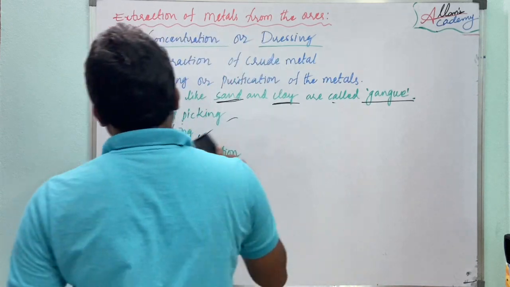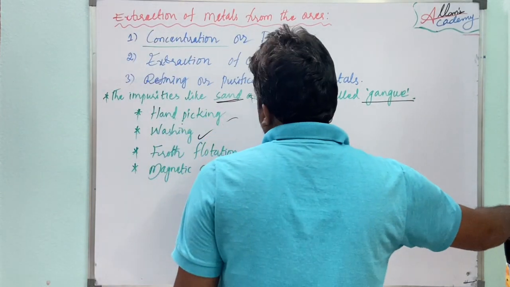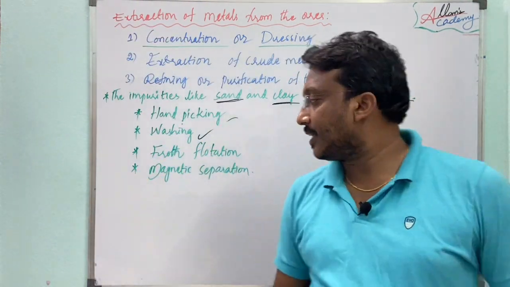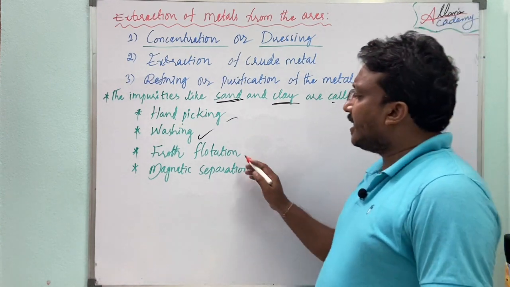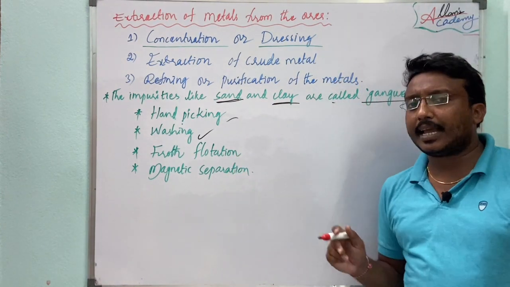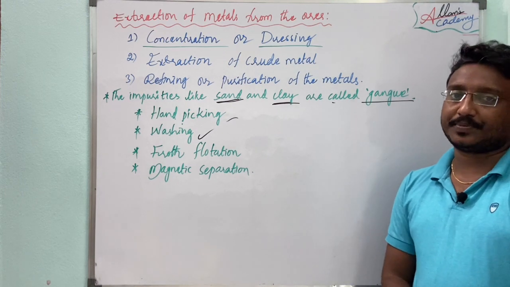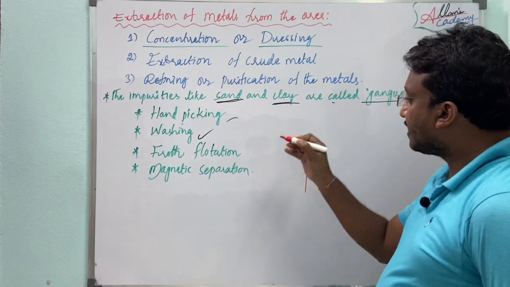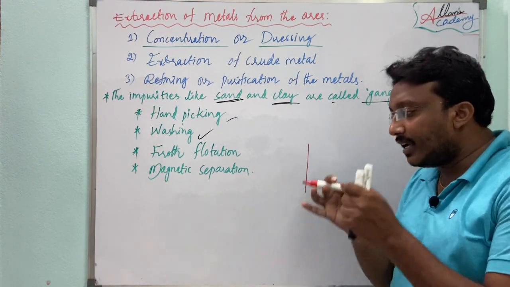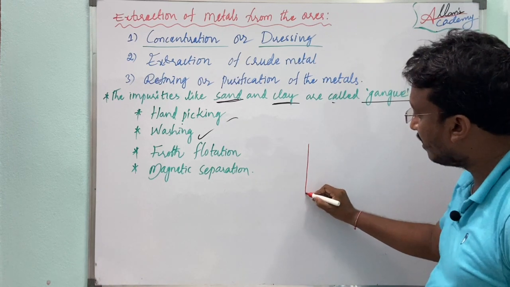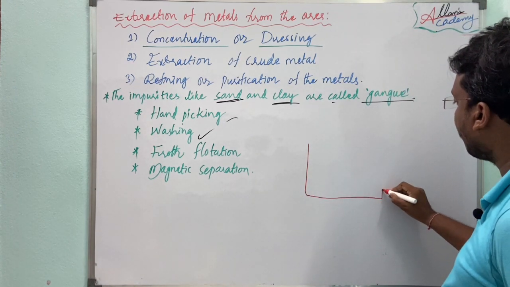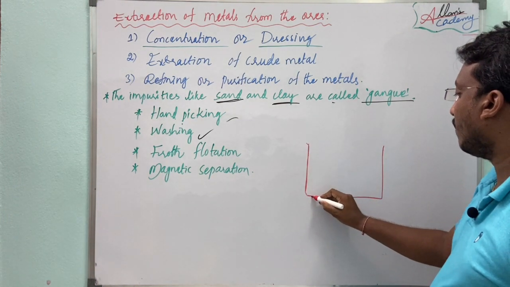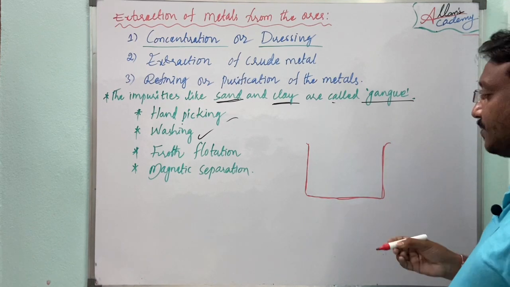Here we are going to discuss one more method called froth flotation. Most probably, froth flotation can be applied to sulfide ores. Sir, how will we do it? First of all, the sulfide ore is made into a fine powder, and it is collected in a container which consists of water.